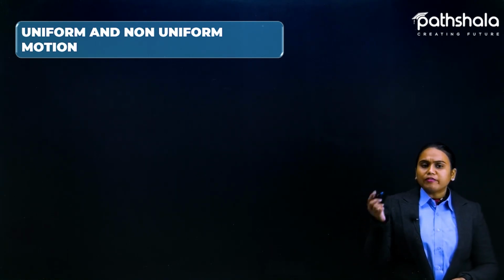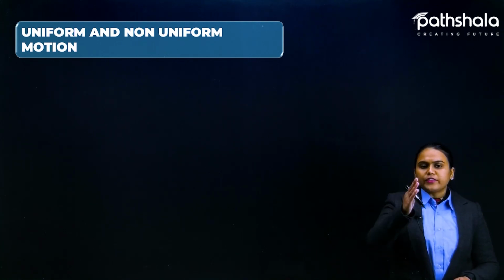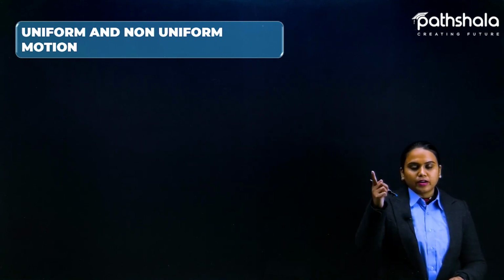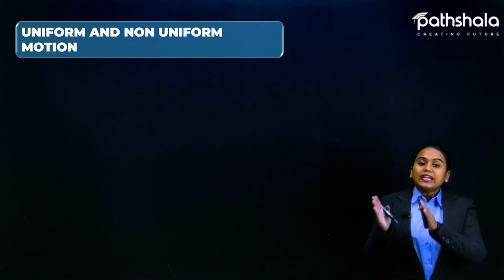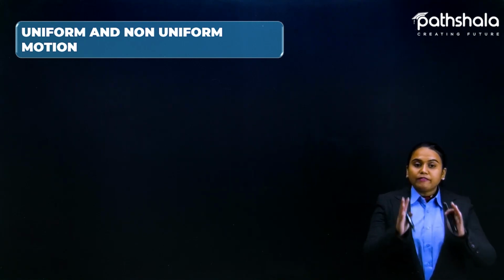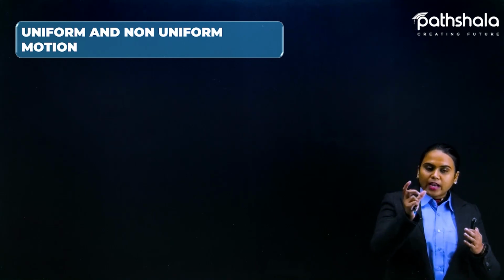Earlier we have discussed types of motion, that is circulatory and oscillatory. You have heard about that, no? That is a different thing, okay? In those types of motion, we have the same kind: one can be uniform, another one can be non-uniform.